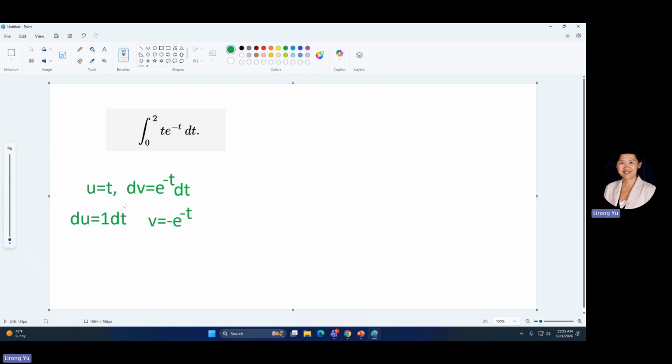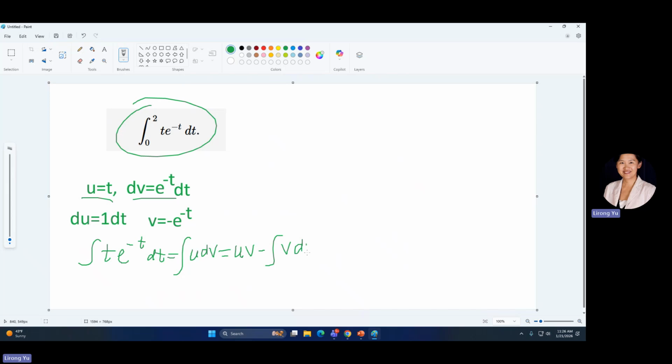We're going to find the answer for the indefinite integral before we work on the definite integral. So the indefinite integral of t e to the negative t now becomes the integration of u dv. Now, according to our integration by parts formula, this equals uv minus the integration of v du, which essentially is reversing the letters before and after the d.